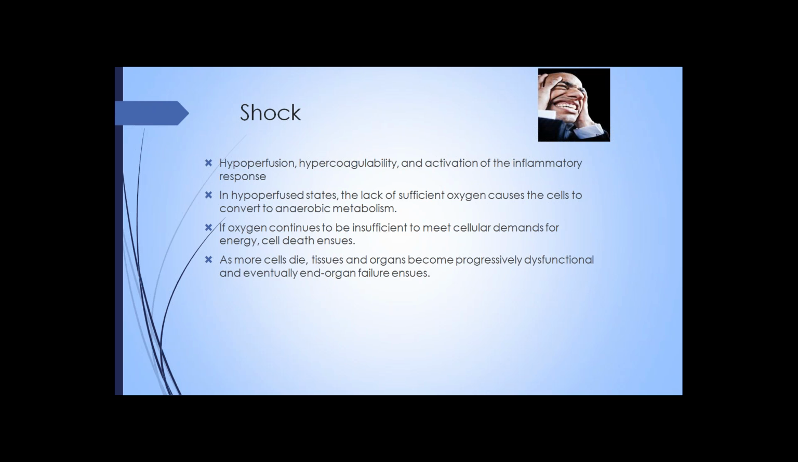Now, as more and more cells die because we have an extended period of no oxygen, then we have to think about, okay, if enough cells die, now we have tissue death. And that can progress to we have enough tissue death, so now we have organ death. And we will actually see that tissue progressively become dysfunctional, and eventually the organ, and then even that organ will progressively malfunction, resulting in an end organ failure.